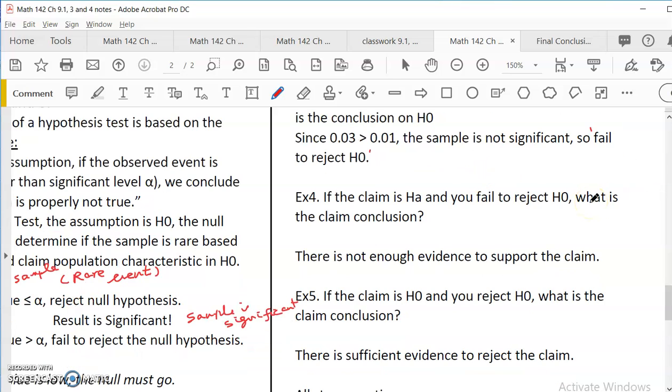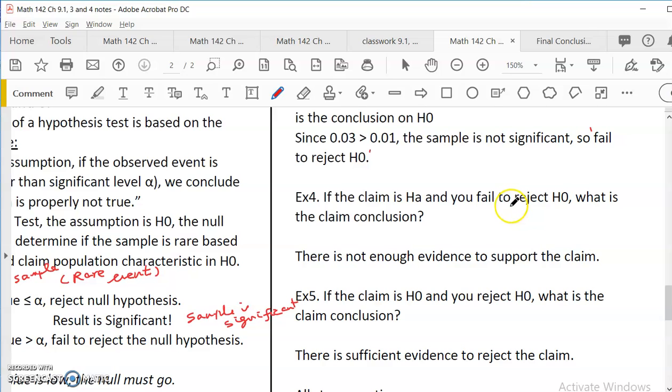How about the last one? If the claim is in H0, so this is about making a claim conclusion. So this is a claim conclusion. And so your claim is in H0, so maybe it's greater than or equal to, less than or equal to, or not equal to. But earlier you failed to reject H0 based on the p-value. What is the claim conclusion?